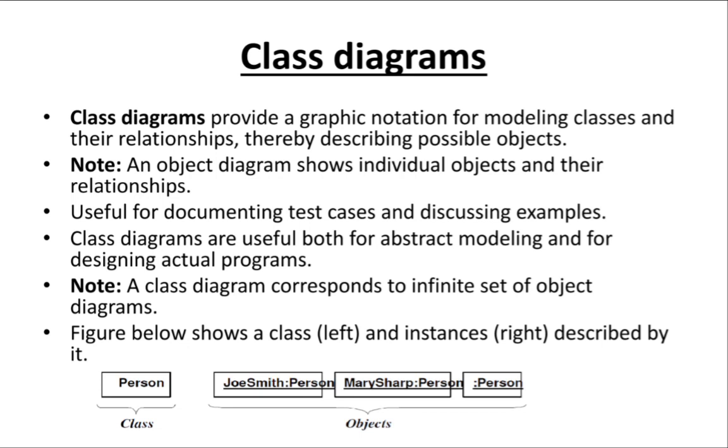Right? And a class diagram corresponds to an infinite set of object diagrams. What is the meaning of it? Here this is a Person class. This Person class can contain any number of objects: Joe Smith, Mary Sharp, Vishesh, and so on. Any number of objects it can contain, an infinite set of objects. Hope you're understanding. So a class diagram can correspond to an infinite set of object diagrams. Hope you're understanding, guys. If you have any doubts, please post your doubt in the comment section.